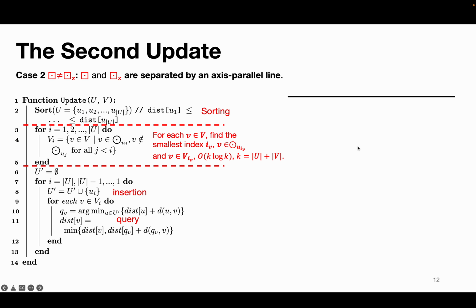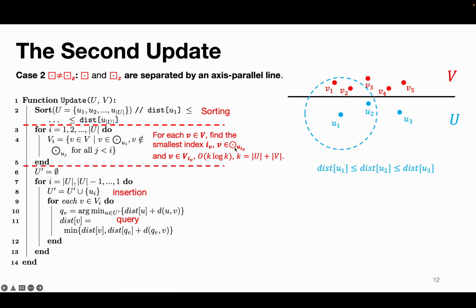And the second case is a little bit difficult, but we have that the cell being updated and the cell containing point Z are separated by an axis parallel line. So we can perform the second update by this procedure. The first step is sorting all the points of U, which are these blue points, by the distance values in increasing order.